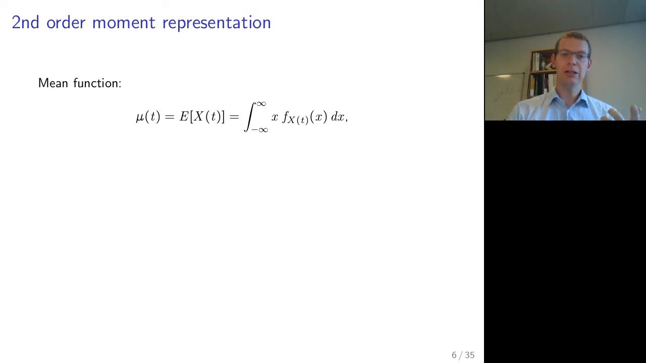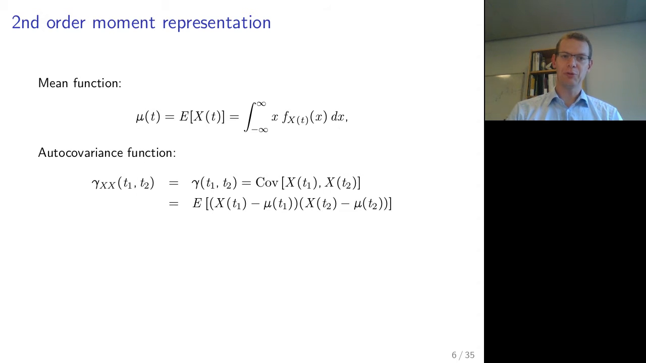The mean of a stochastic process is the same as the mean of any other stochastic variable. We take the integral over the outcome, multiply by the density, and integrate over the sample space, which is R.